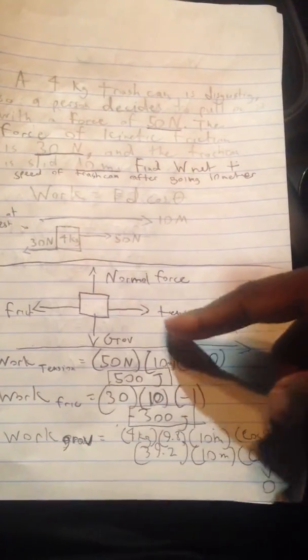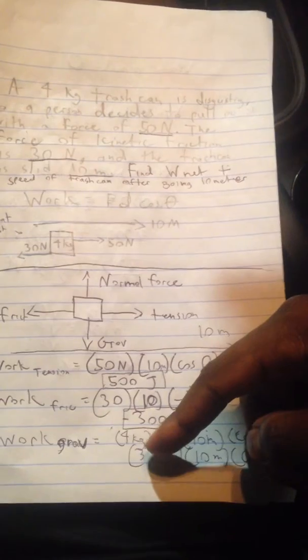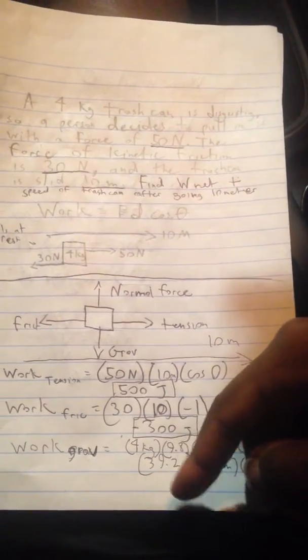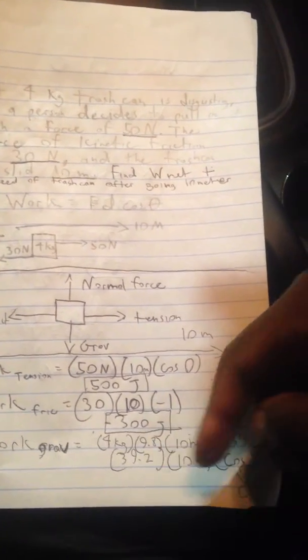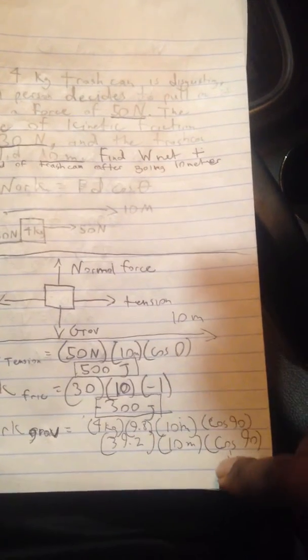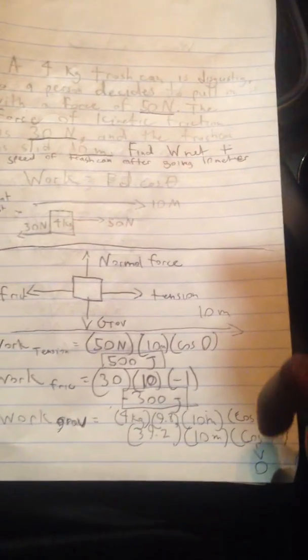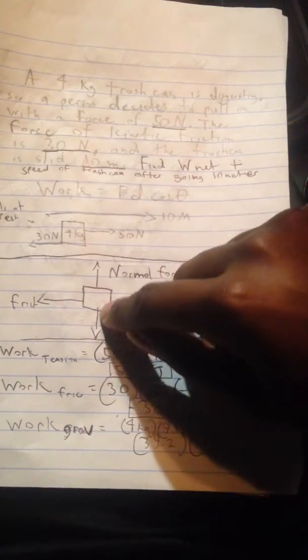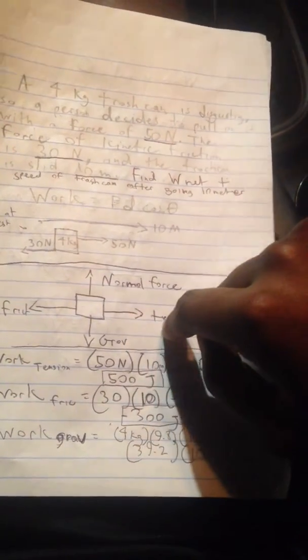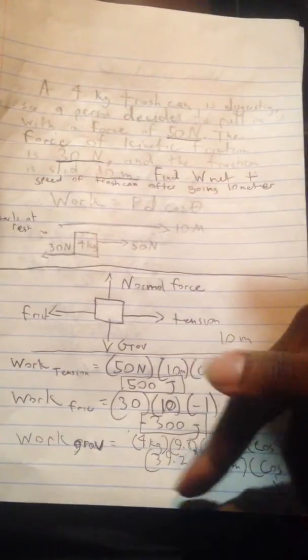The work of gravity, well, first I had the mass 4 times the gravity to get 39.2 newtons, times the 10 meters it is being pulled to the right, and cosine 90. I derived cosine 90 because the gravity is pulling it down, but it's going towards the right 10 meters. So this is a 90 degree angle. Cosine 90 is 0. So with that being said, there's 0 work being done.